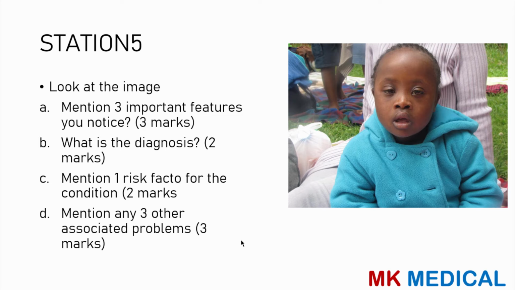Station 5, look at the image, mention three important features you notice, what is the diagnosis, mention one risk factor for the condition, mention any three associated problems. So take your time to look at this picture and see what's wrong with the picture. So here comes the answer.